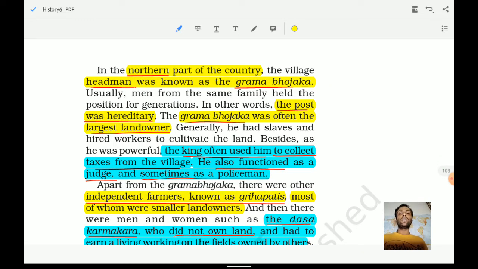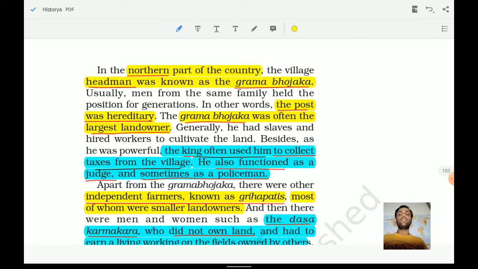The headman was known as the Gram Bhojika. This post of Gram Bhojika was hereditary. It means that, for example, if I have become the Gram Bhojika, then my son and his son, and later on his son, these all will become Gram Bhojikas. So this post was hereditary. Hereditary means after the father, his son, and after that his son. So this keeps on going.